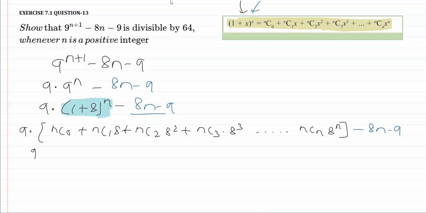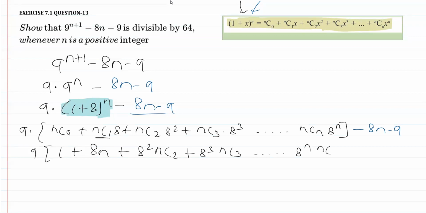Now this is 9 only. This is NC0, which is 1, plus NC1, which is n, into 8, therefore this is 8n. Further, I can write the other parts as 8 square into NC2, 8 cube into NC3, and at the end, 8 raised to the power n NCn. That is enclosed in a bracket, and then minus 8n minus 9. In the next part, we'll open this bracket and see what happens.